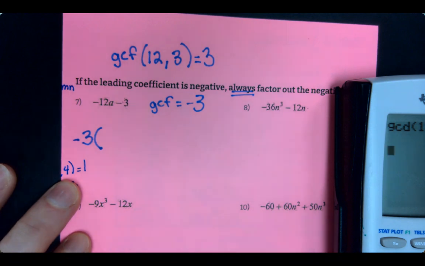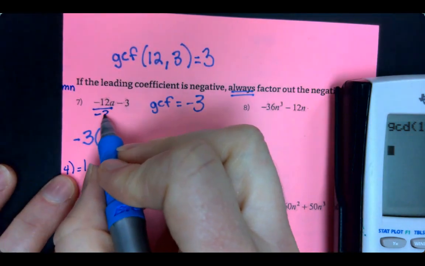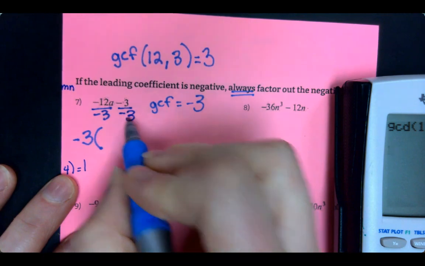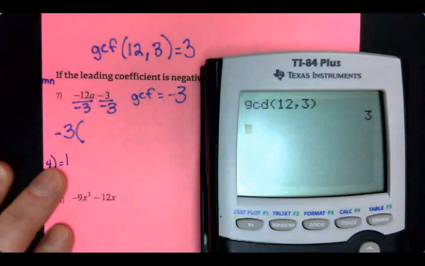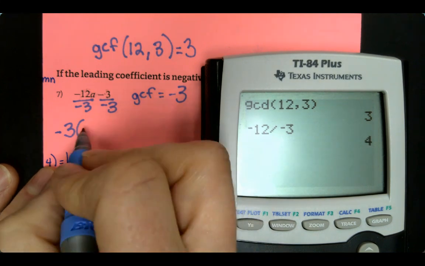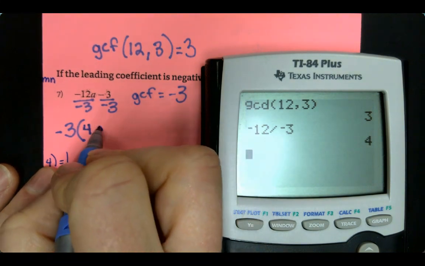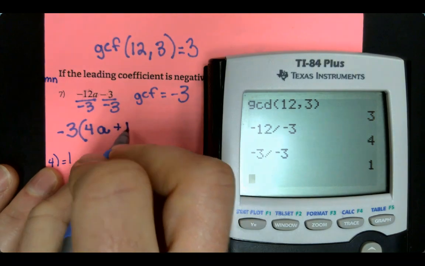When you pull it out front, you're going to divide every term by negative 3 so you can find out what's inside. So we're going to divide this by negative 3, divide this by negative 3. So you can only put the coefficients in the calculator. So that's your big numbers, negative 12 divided by negative 3, positive 4. And then you have to keep your A. And then negative 3 divided by negative 3 is a positive 1, so plus 1.